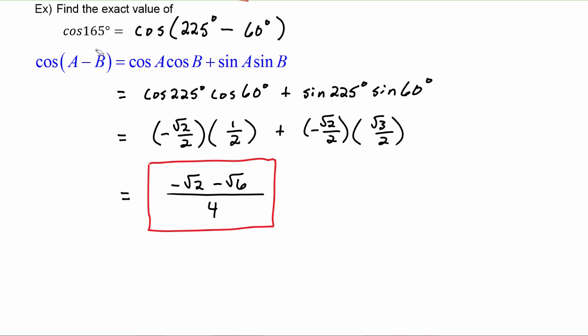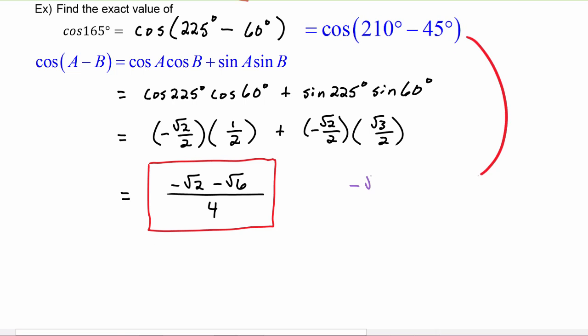Now, you may have used different angles. You may have said 210 degrees minus 45 degrees, but you're going to get this same answer. Your answer may have come out to be negative radical 6 minus radical 2 over 4, and of course that answer would be equivalent with this one. So the order of these two wouldn't matter since they're both negative.